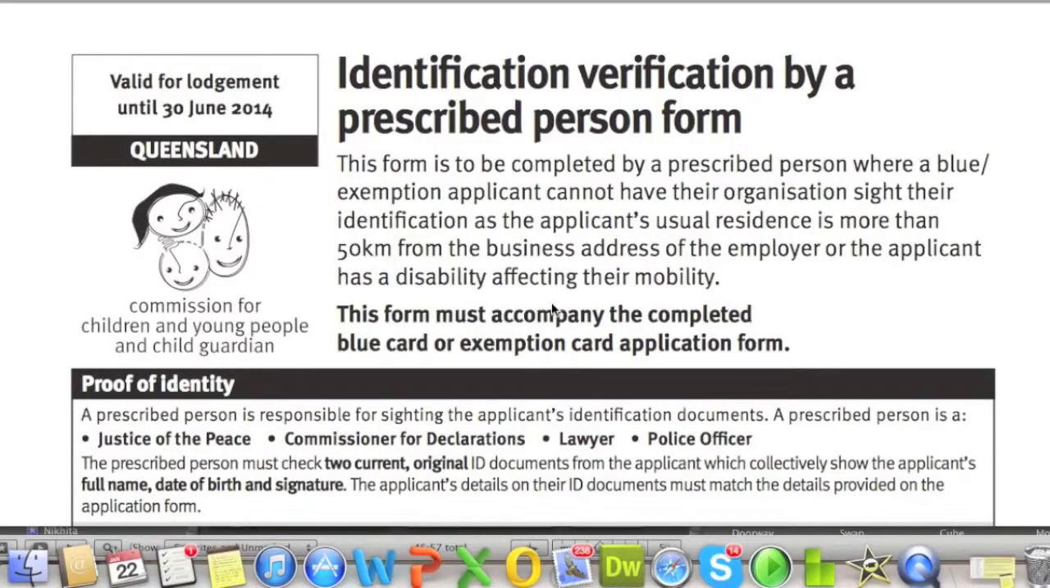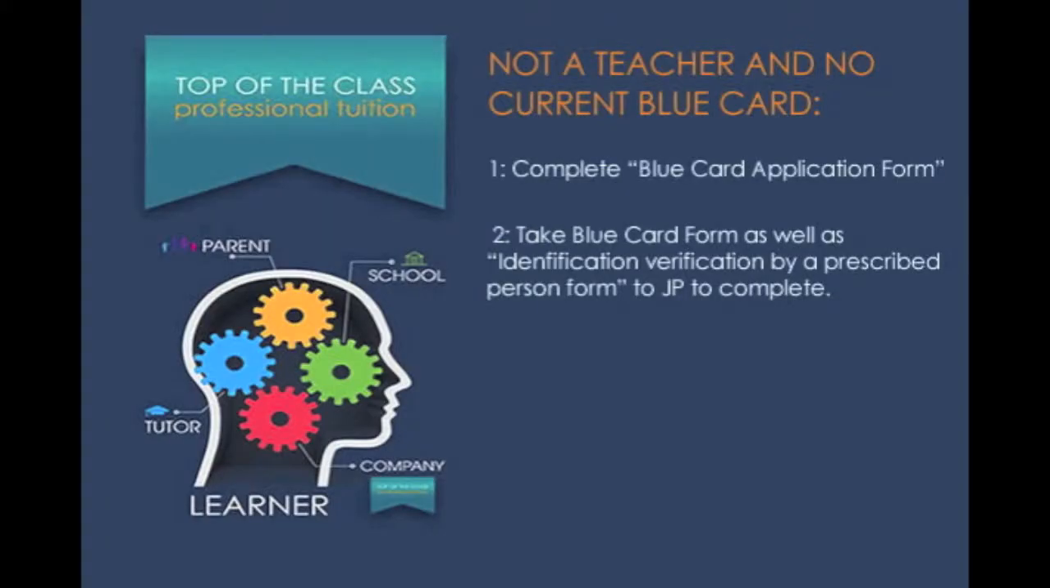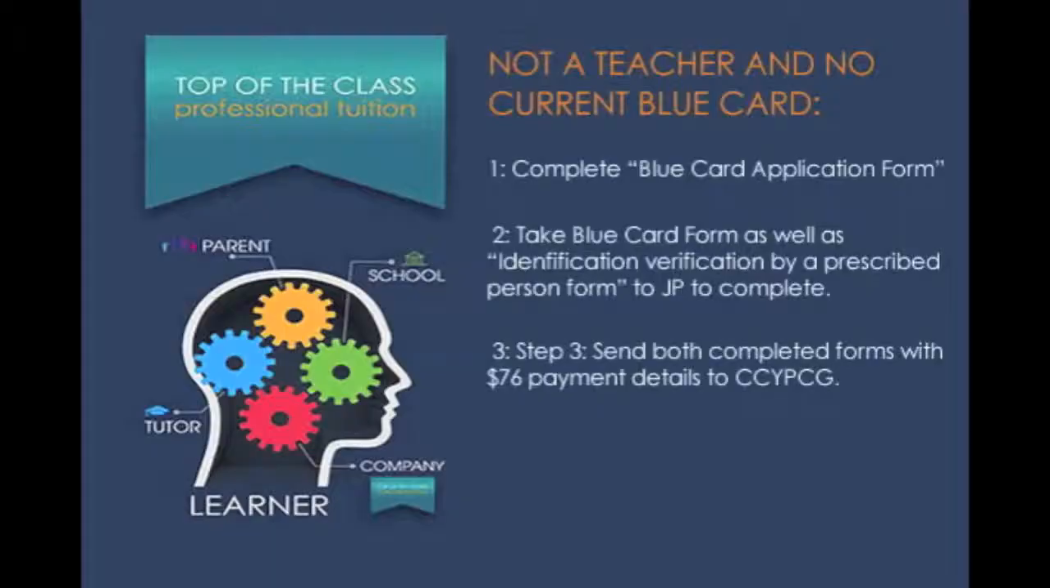Okay, now you also need to get a Prescribed Persons form, which I've just described for the other two categories. So step 2 is you go off to the JP with the Prescribed Persons form and you fill in the blue card application form, I think in front of them from memory. Take your 100 points of ID to show the JP as well. And then step 3 is you'll send these completed forms plus your payment for $76 off to the Commission for Children.